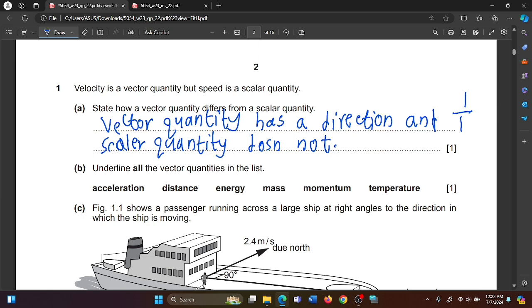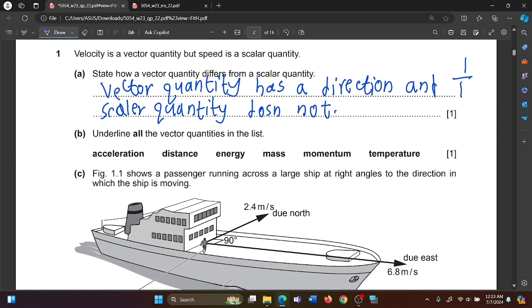In question 1b, underline all the vector quantities in the list. So let's see which of these quantities shown are vector quantities. We know that acceleration is a vector quantity, so let's underline acceleration. Distance is not a vector quantity. Displacement is a vector quantity. Distance is a scalar quantity, so not distance. Energy and mass both are not vector quantities, both are scalar quantities. Thus, we cannot underline energy and mass.